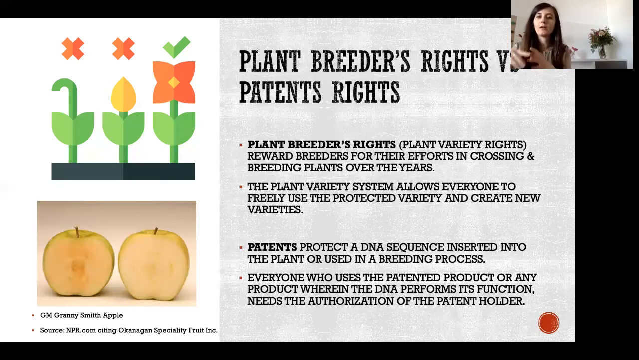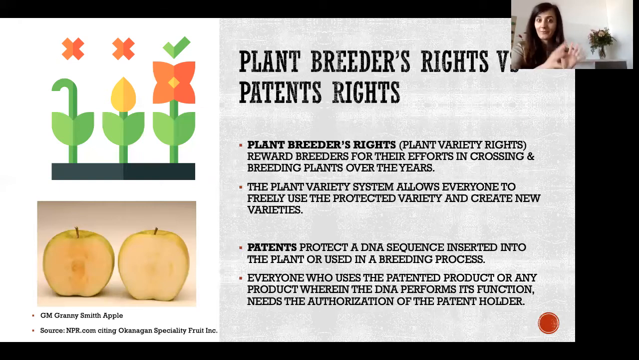So if we have other breeders and farmers that need to use the protected variety in their breeding process, they don't need to ask for a license. They simply take the variety, improve, work on it, and only if their own final variety is commercialized and it's similar.